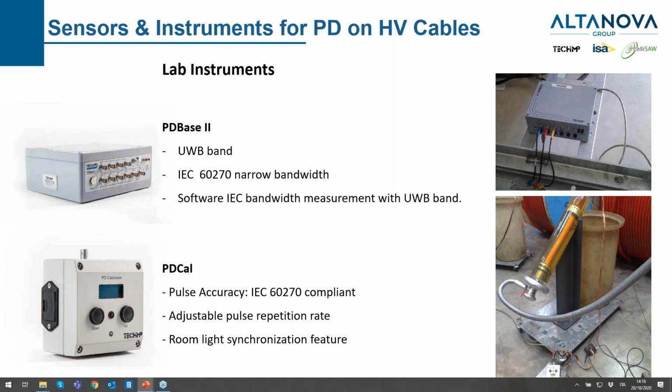Another instrument that is strictly required and standardized by IEC 60270 is the PD calibrator, because when we are in laboratory testing, we need to calibrate the measuring circuit by injecting a well-known charge and correlating this charge with the reading we are doing. We have an adjustable repetition rate of the PD pulses we can inject with the calibrator, and we have a room light synchronization feature. So on the PRPD pattern, the PD calibrator pulse will be very visible compared to the background noise or other signals.